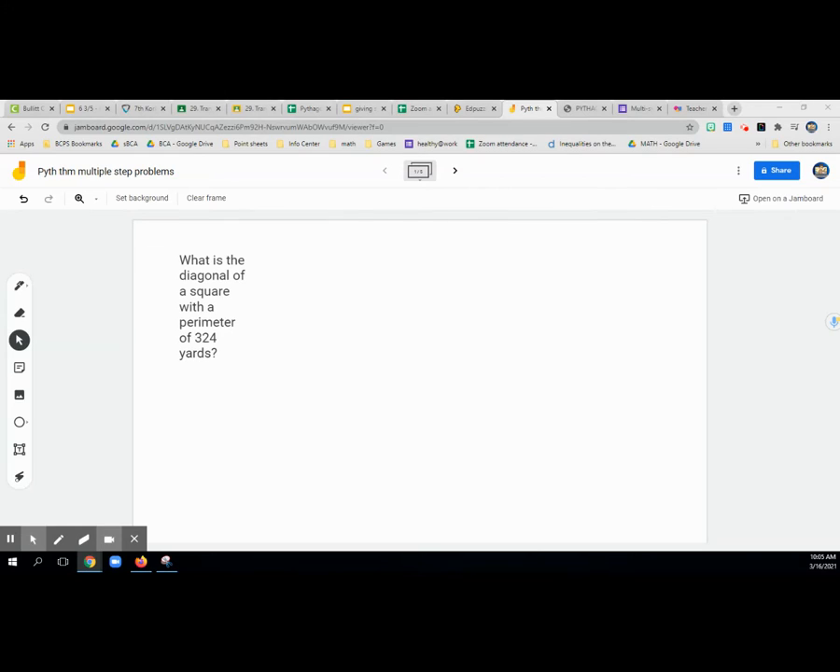8th grade, we're going to go through some of these multiple step type problems as a review for your test correction. So this was a commonly missed question. What is the diagonal of a square with a perimeter of 324 yards?